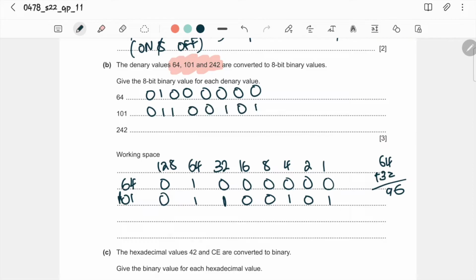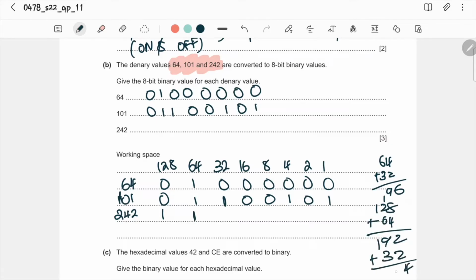Okay. And then the next one is 242. For 242, we will need, I think, 8-bit binary, so we cannot exceed that. 128 plus 64 is 192. So we'll need this. What is this plus this?